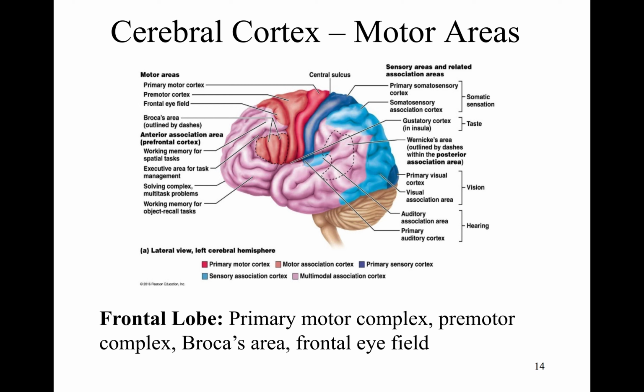The cerebral cortex can be divided into different lobes as well as different areas. We're going to focus on the different areas and their locations within each individual lobe. And we're going to also briefly describe the functions of each of our different areas in the cerebral cortex.